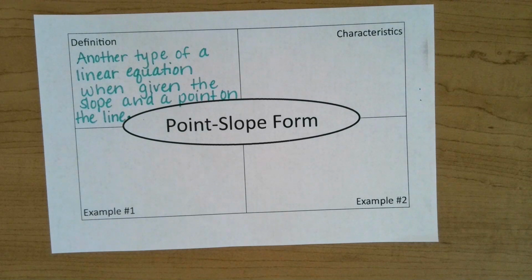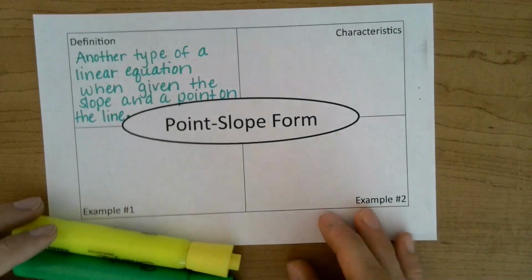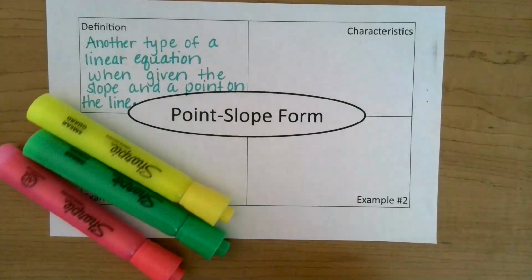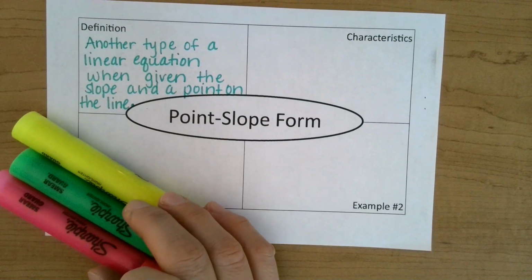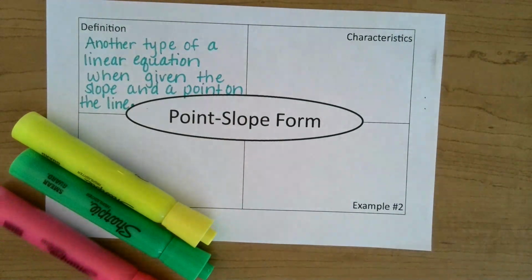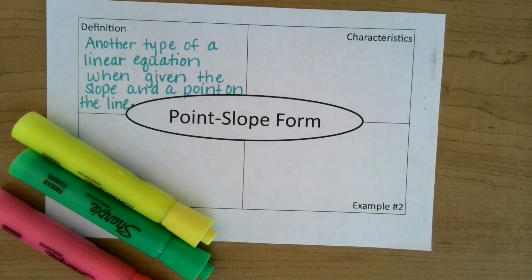And then I'm going to use 3 different color highlighters, so take those out to color code. These are the colors I'll use. All right, so for the characteristics, we're going to put the formula.